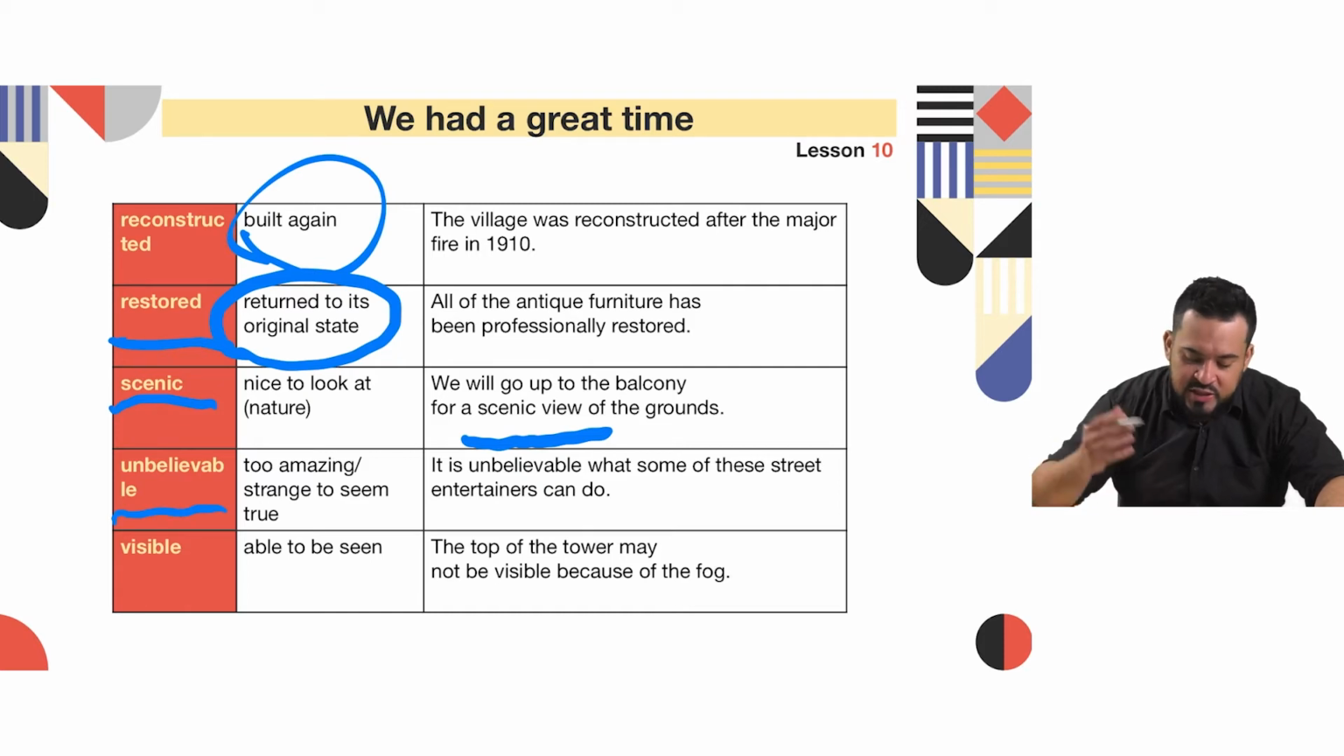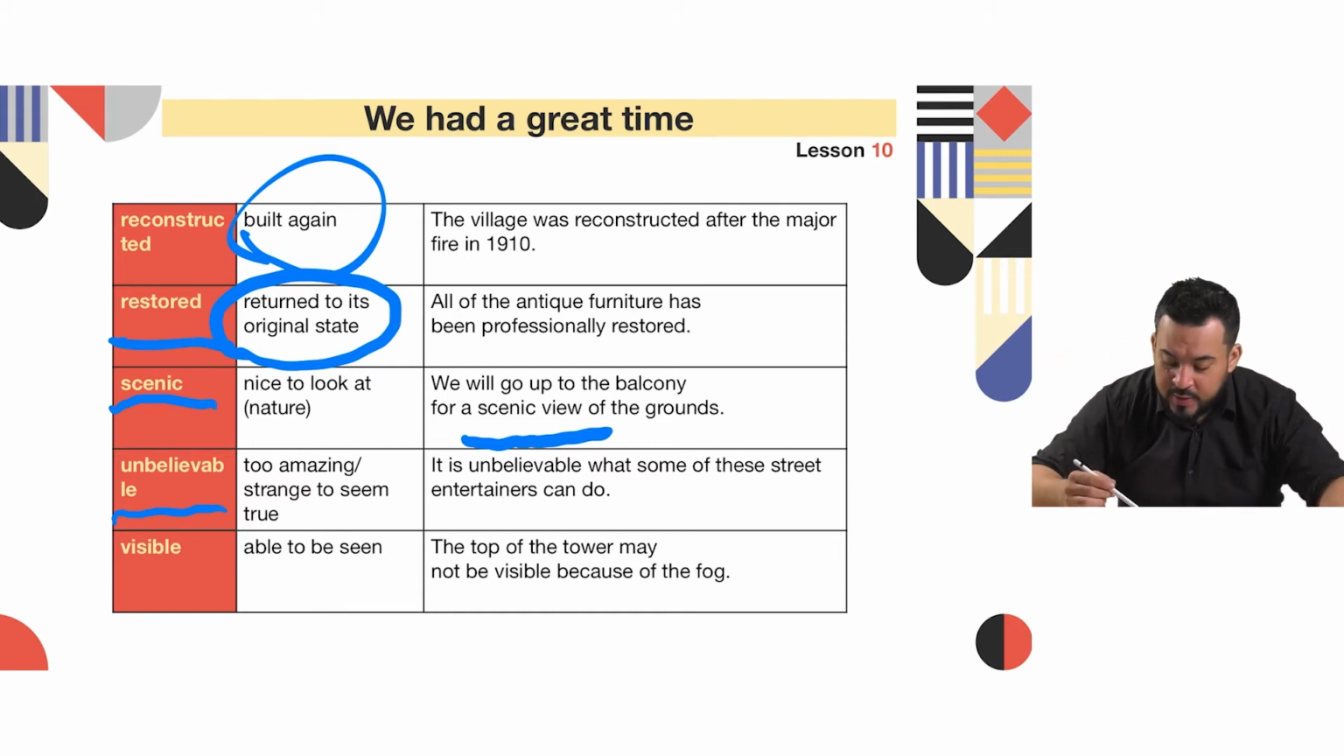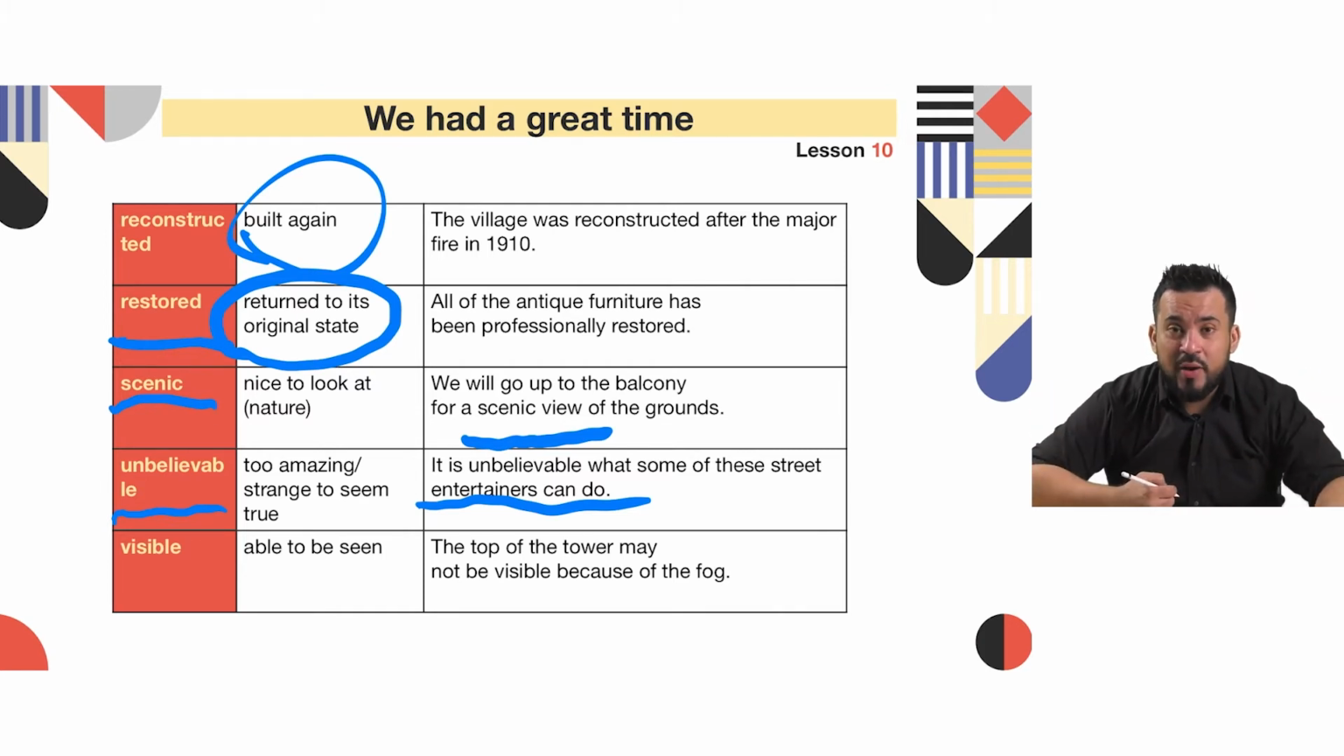Unbelievable. It's too amazing or strange to seem true. Something that is amazing that you can't believe is true. It is unbelievable what some of these street entertainers can do. Street entertainers are people who perform on the streets to entertain the tourists. Some of them are extremely talented.